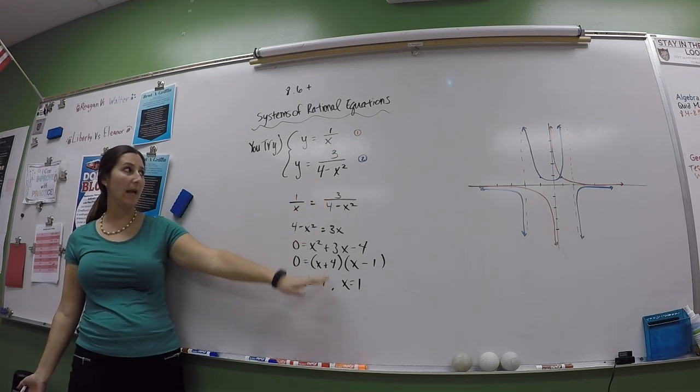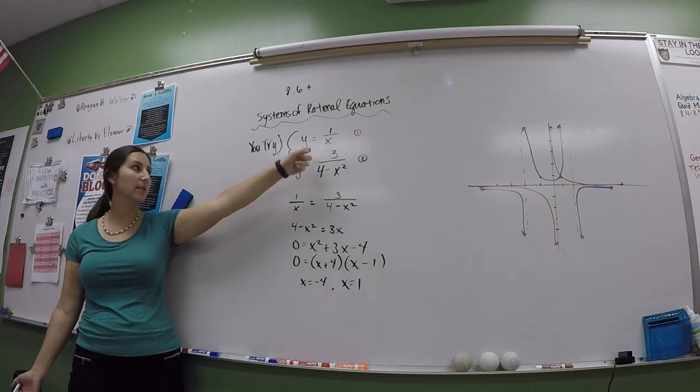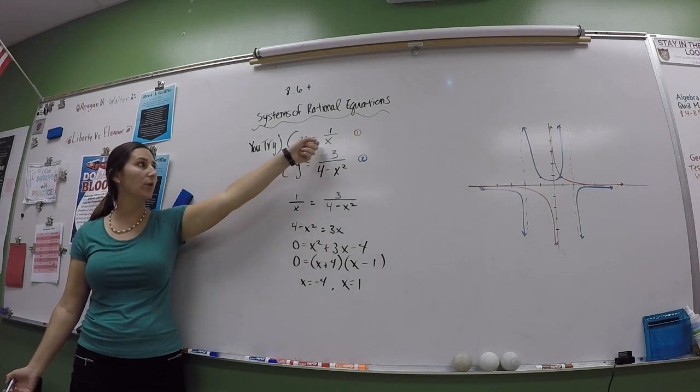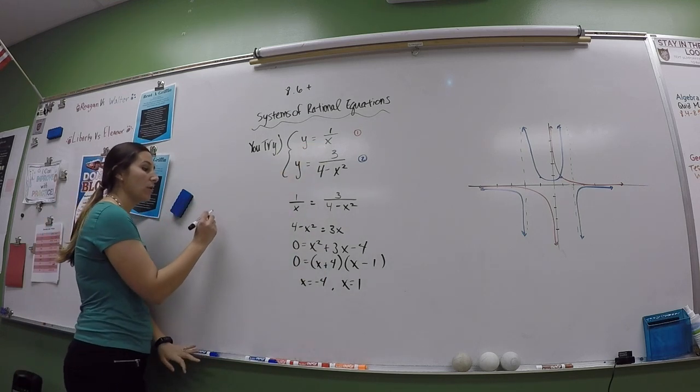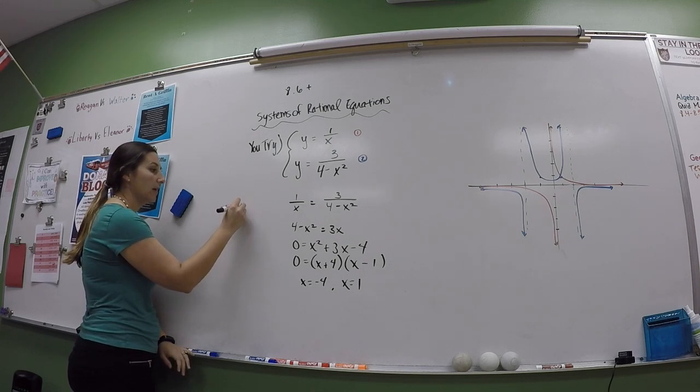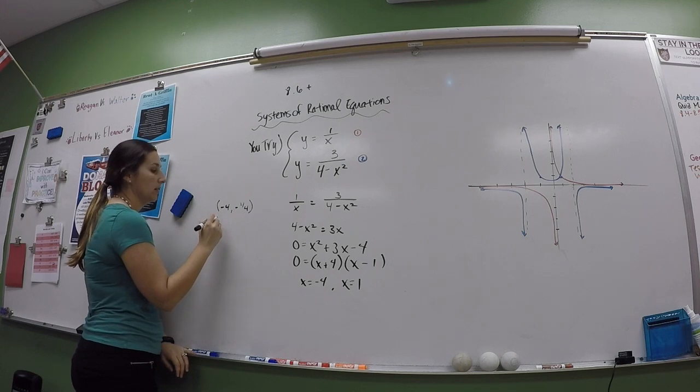You would then plug this back in. So if you plug it back in, you can plug it back into either of them. This one's easier. So if you plug in negative 4, you get negative 1/4 for y. So that means you have one point at negative 4, negative 1/4. And then if you plug in 1, you get 1.